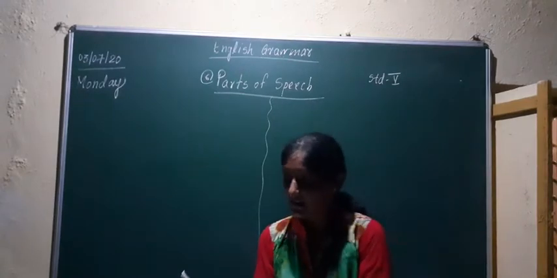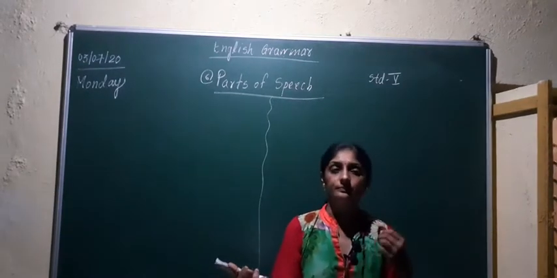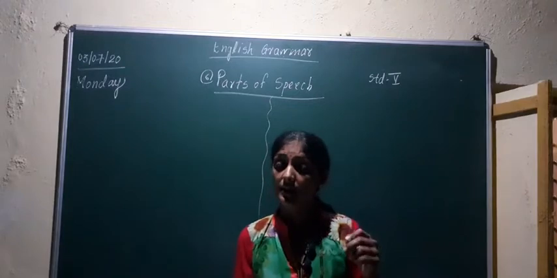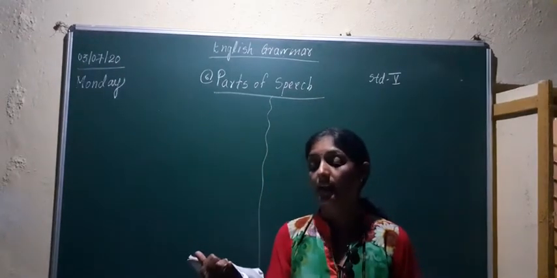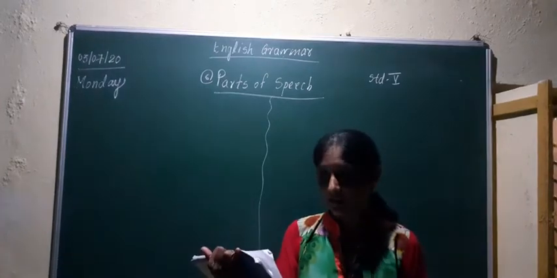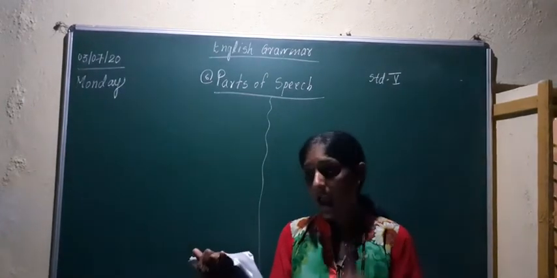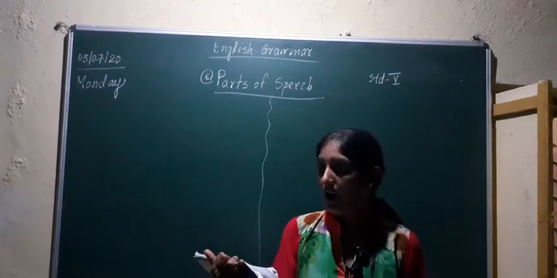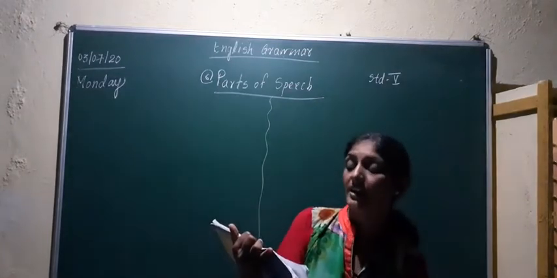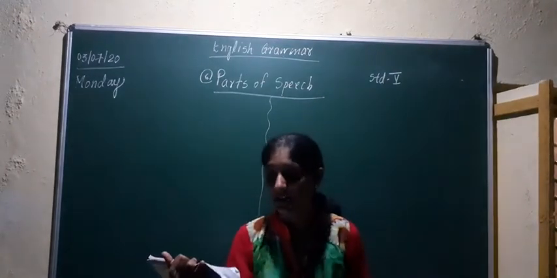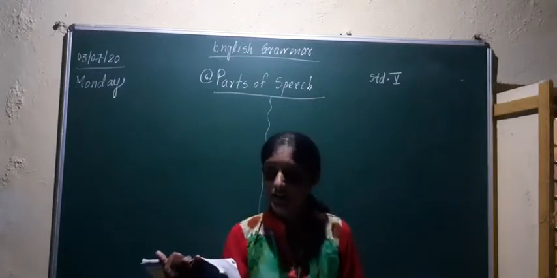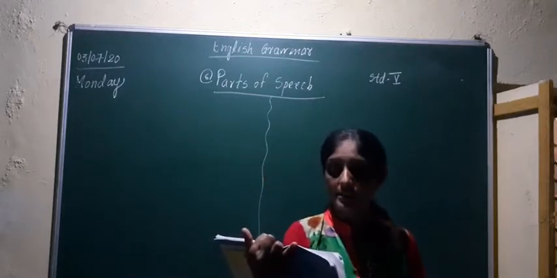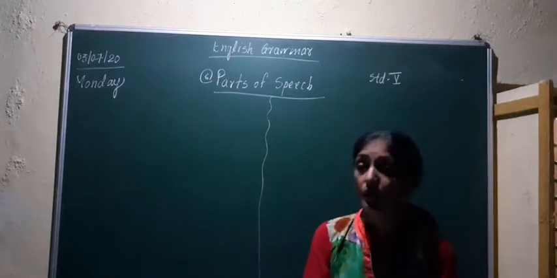These sentences contain many words. Each word has a different name according to the work it does and how it is used in the sentence. These different names of the words are called parts of speech.